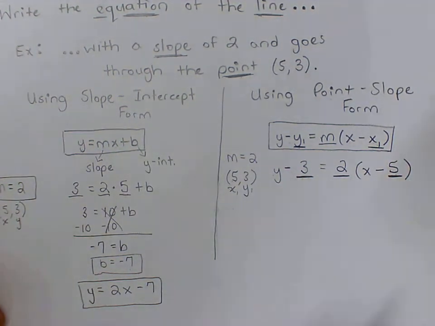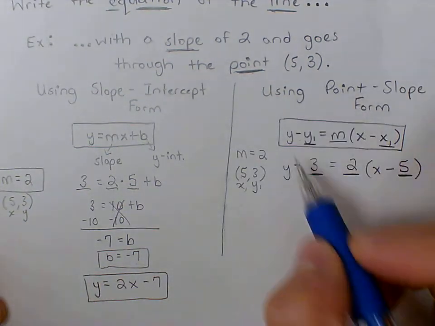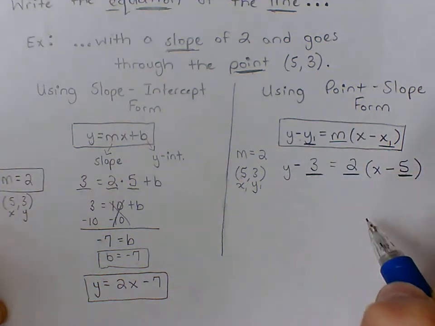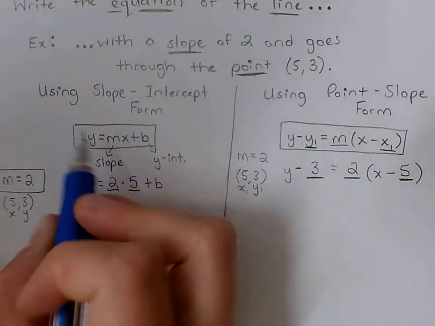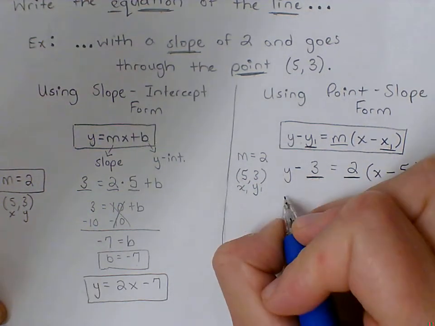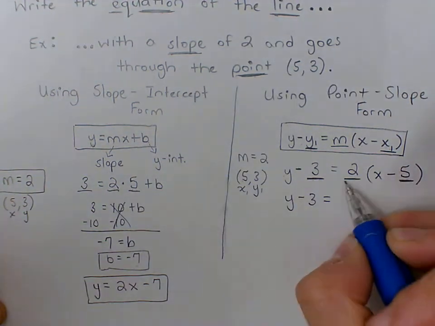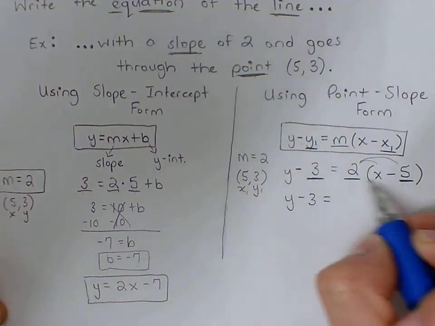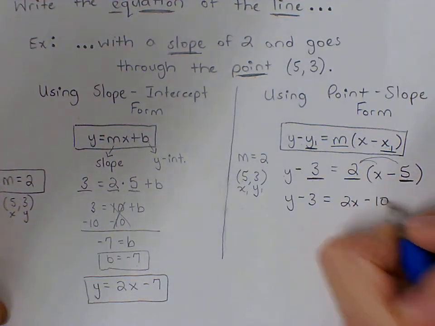From here, you want to make it so that it's in slope-intercept form. So when you're using point-slope form to write the equation of your line, you have to do a little work afterwards, okay? So once you plug it in, now we want to get it in slope-intercept form. So notice we have to get the y by itself. So I'm going to have to do a little simplifying. So right now I have y minus 3 on this side. On this side, the 2 is being multiplied by this, so I'm going to have to distribute my 2. So it would be 2 times x, which is 2x. And then 2 times -5, which is -10.